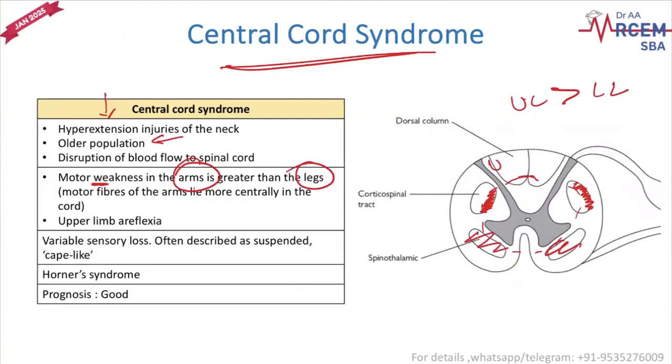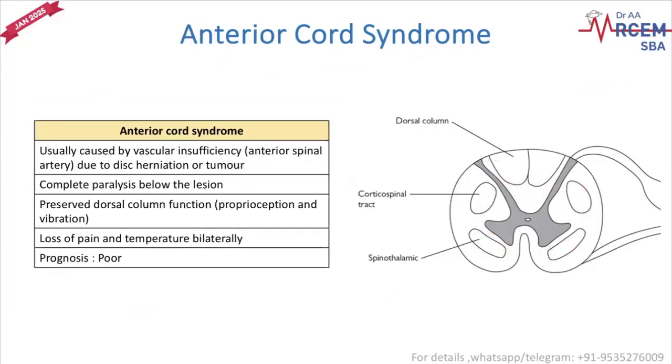Sensory loss will be bilateral, with a cape-like loss. Sometimes the sympathetic chain might be involved, resulting in Horner syndrome, which presents with a triad of ptosis, miosis, that is a constricted pupil, along with anhidrosis. Anhidrosis is basically dryness; there is no sweating at all. And it will be ipsilateral, on the same side. Prognosis again good.